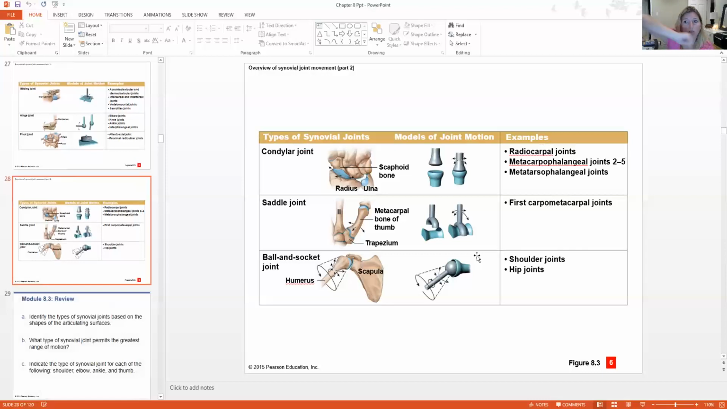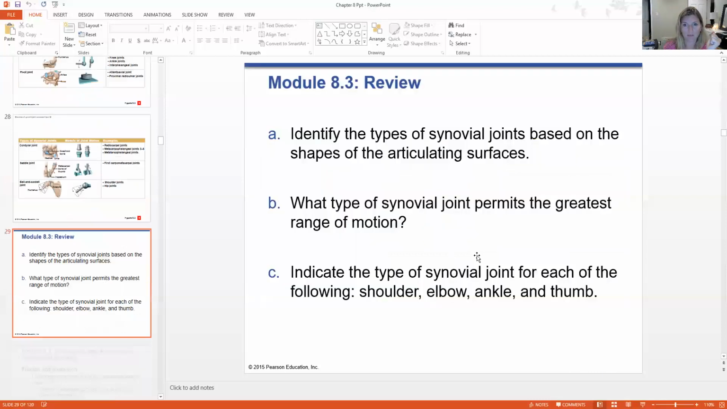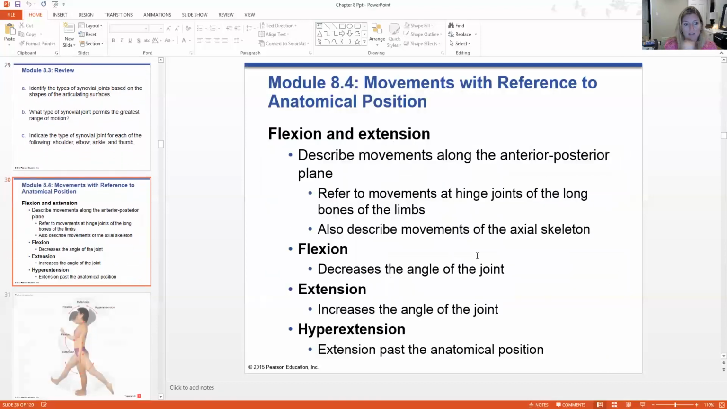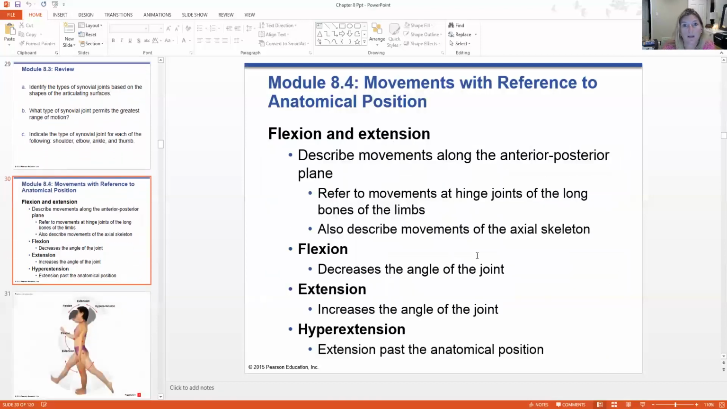A good ball and socket would be your shoulder and hip joints. They fit together like a ball and a socket. You can pause the video here, go back and answer these 3 questions. Let's talk about range of motion and movements. We're going to do some activities with this in lab.